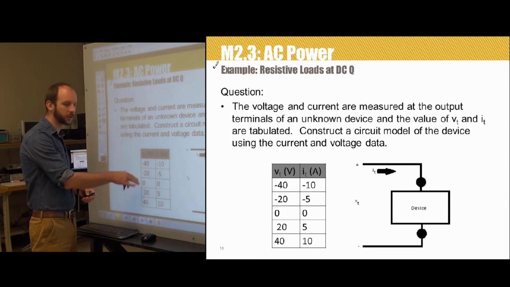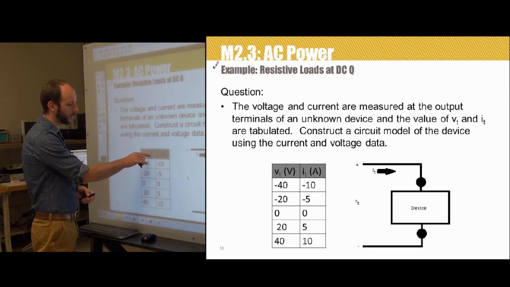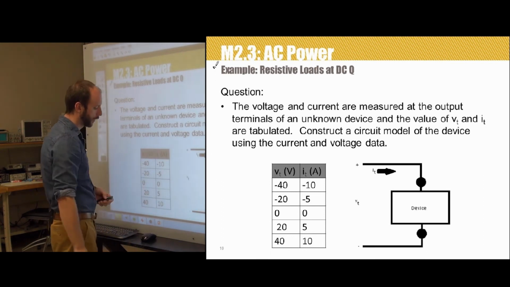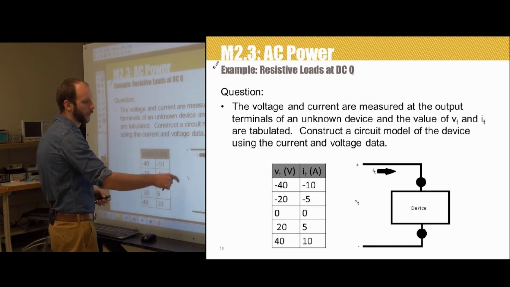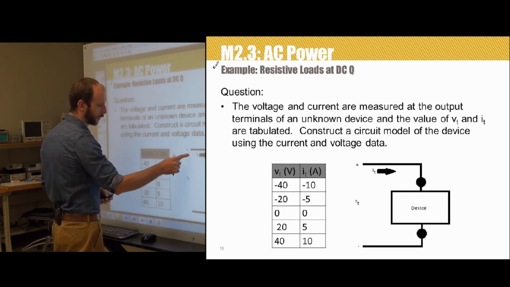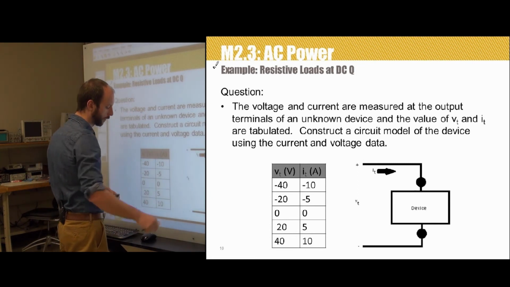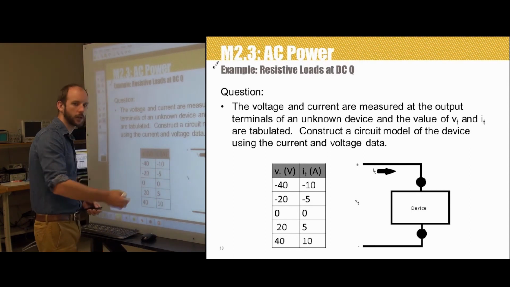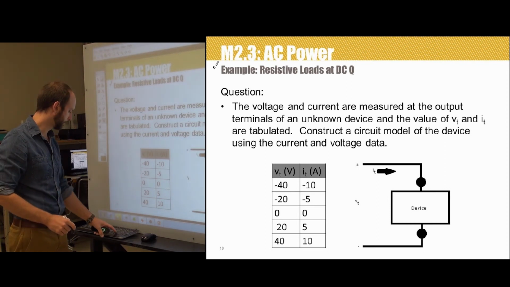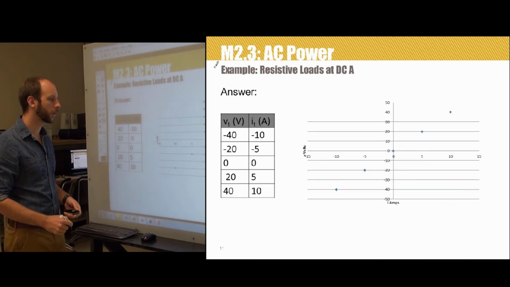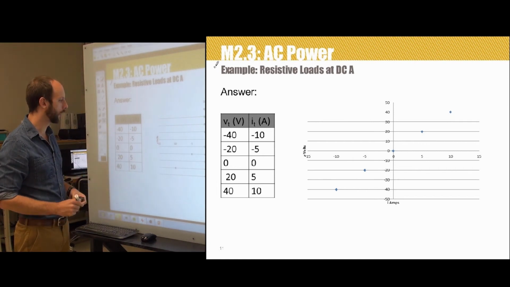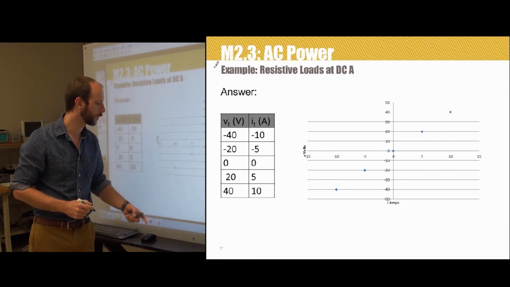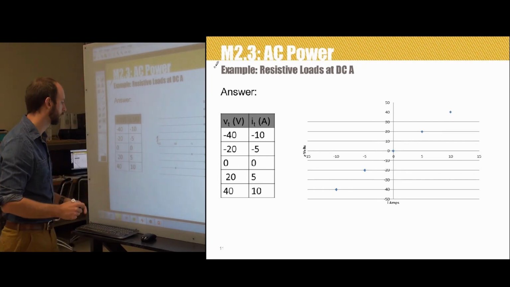So if we look at this table, what this table is telling us is that if we applied negative 40 volts to the terminals of the device, we measured negative 10 amps of current flow. If we applied 0 volts between the device terminals, we measured 0 amps of current flow. If we applied 40 volts between the terminals, we measured 10 amps, and then the same for the other measurements. So let's solve that. What we're going to do is plot these numbers on a graph of voltage on the y-axis and current on the x-axis.